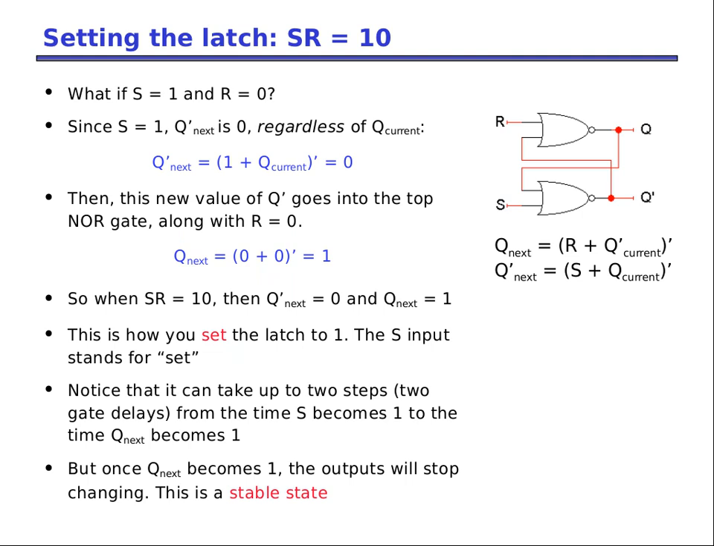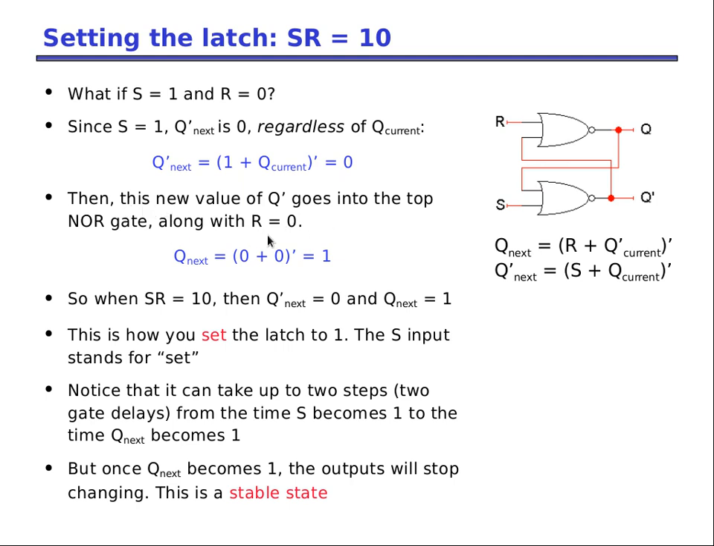So what if S is 1 and R is 0? S is 1, so Q naught is 0 regardless of Q, because if it's 1 OR whatever, we don't care what whatever is, it's going to be 1 or true. Then it's NOTed, so Q naught next is 0. Everyone pay attention, because you're going to be doing your SR latch in Verilog, by the way. That's your next lab.